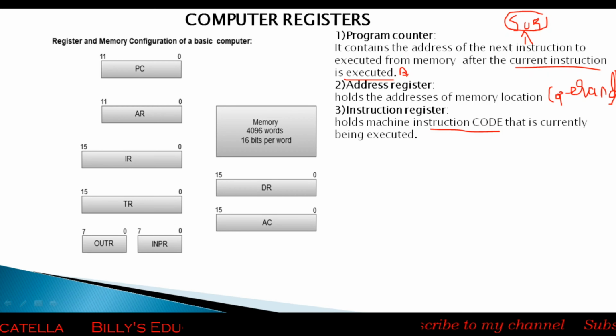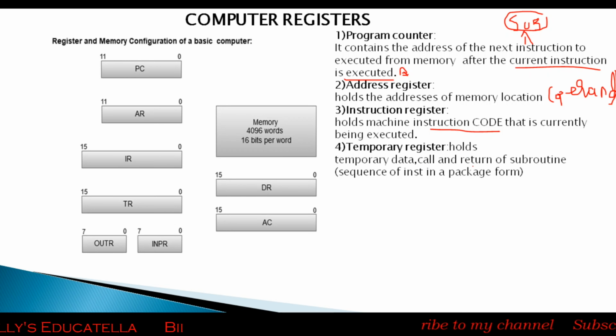Coming to the temporary register, this temporary register holds temporary data, and is used in call and return of subroutines. Subroutine means a sequence of instructions in a package form. So when we perform an addition operation, the data has to be stored in some location. That location can be considered as a temporary register which holds the data temporarily.